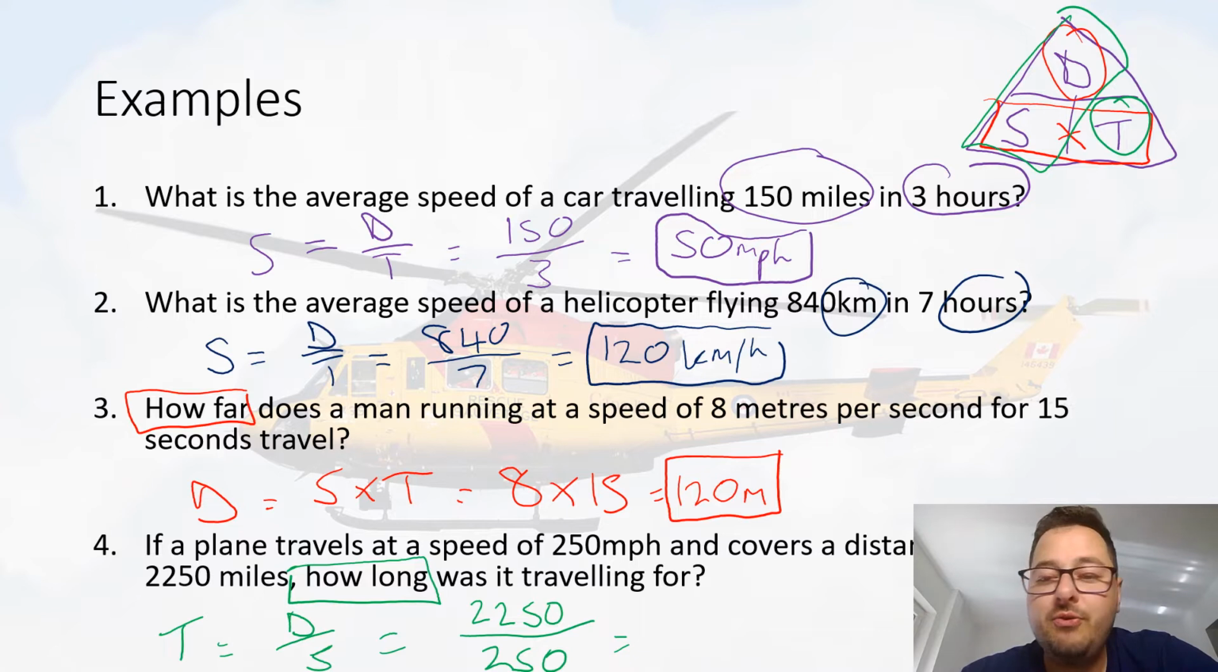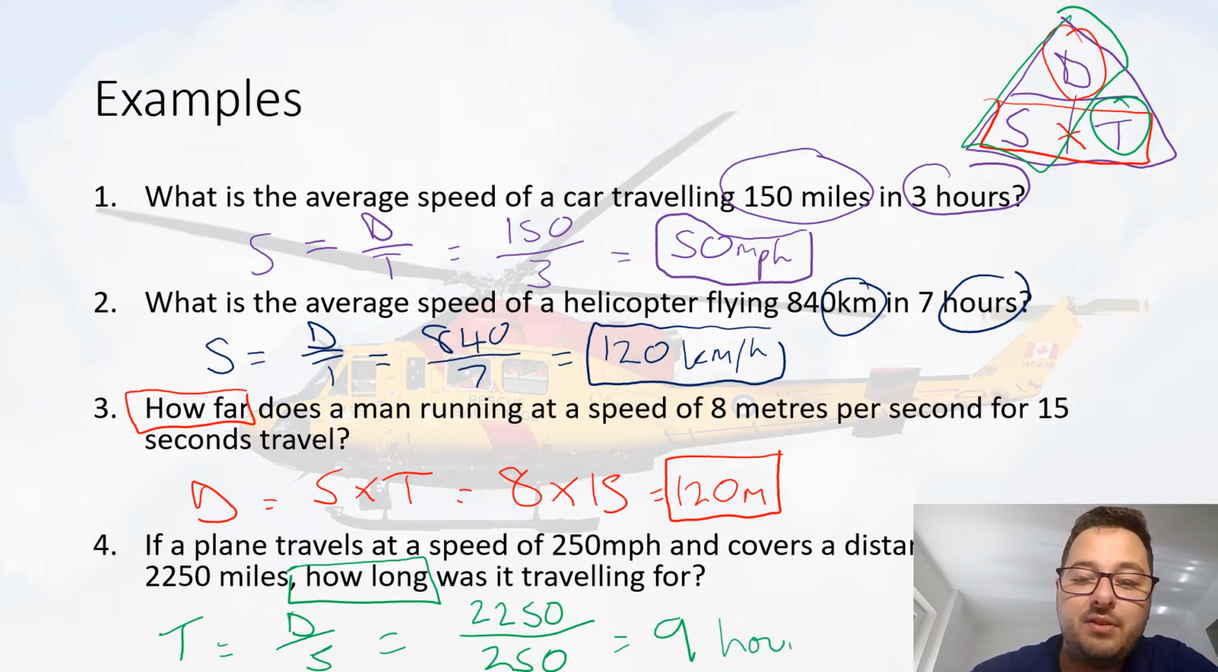Okay, well, how many 250 is going to 2,250? Well, you've got 250, 500, 750, 1,000. So 4 make 1,000. So 8 would make 2,000. And then one more to make 2,250. So this is going to be 9. And because it's miles per hour and miles, the time is going to be in hours. So it's going to be 9 hours.